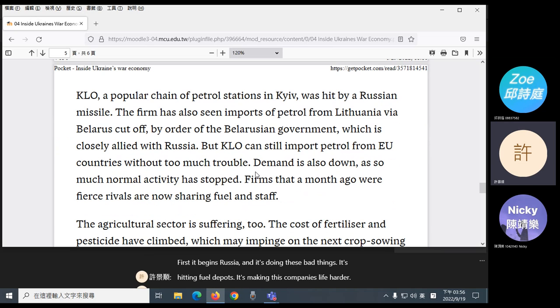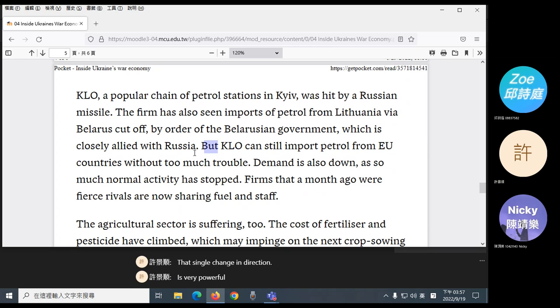And yet, not everything is bad, right? It can still get some gas from the EU. And the next two sentences are also good things. So this but introduces hope into this paragraph. In the face of the big bad enemy that's hitting all of your stuff, that's destroying your business, there's still hope. That single change in direction is very powerful. So it can still get gas from the EU.